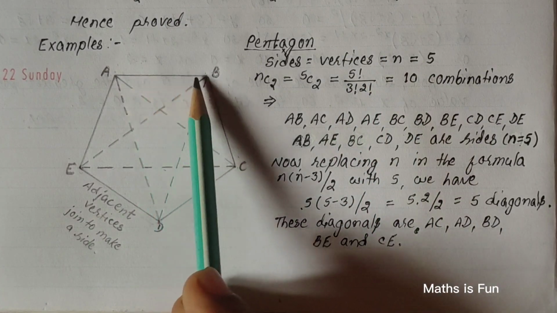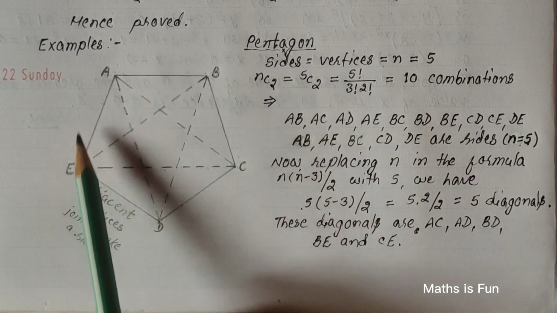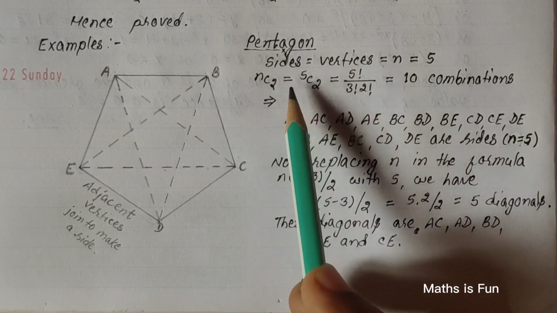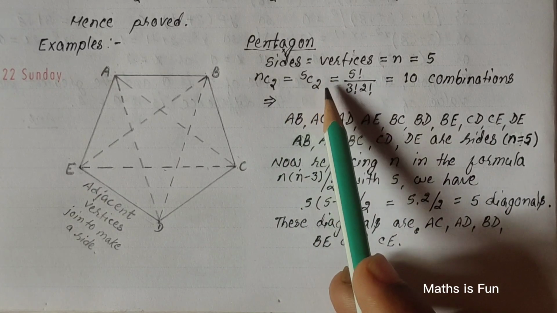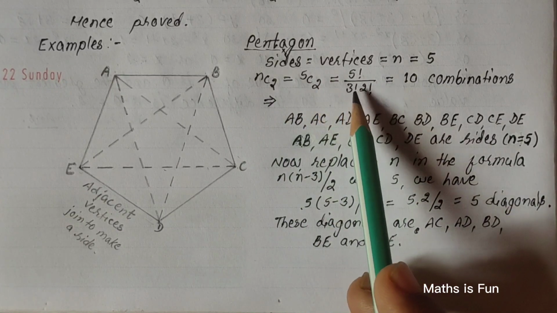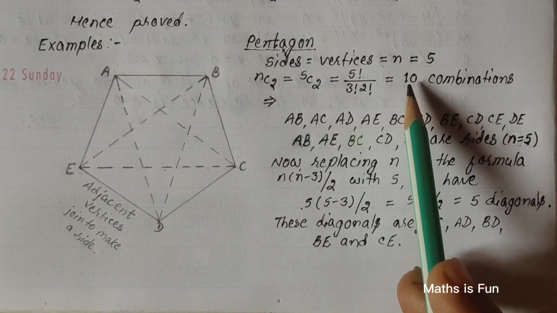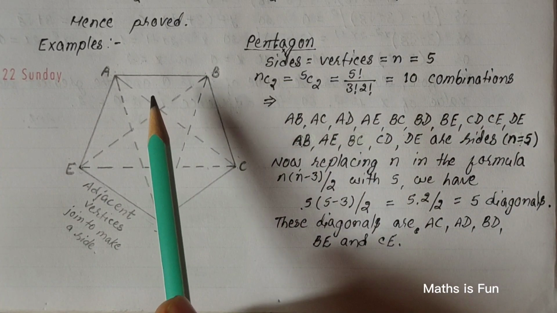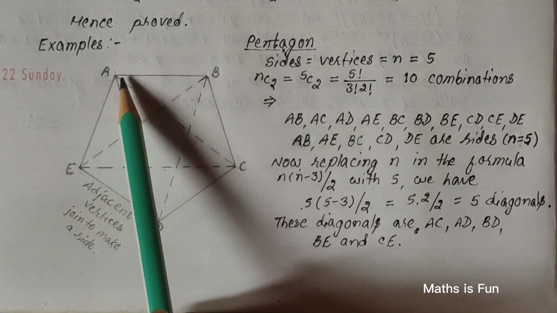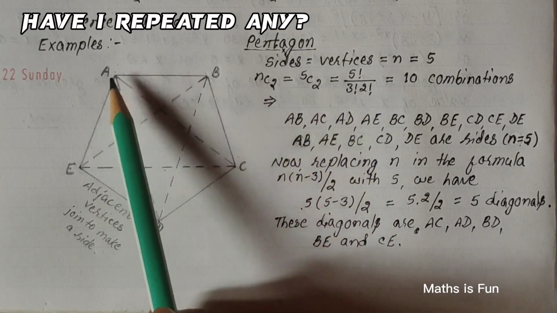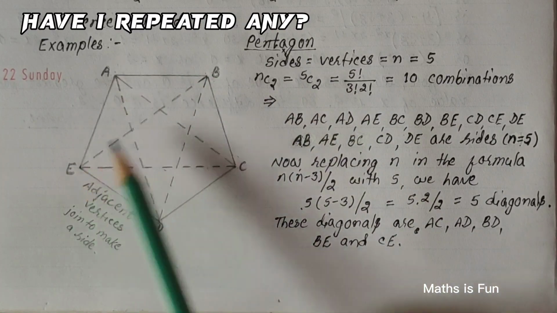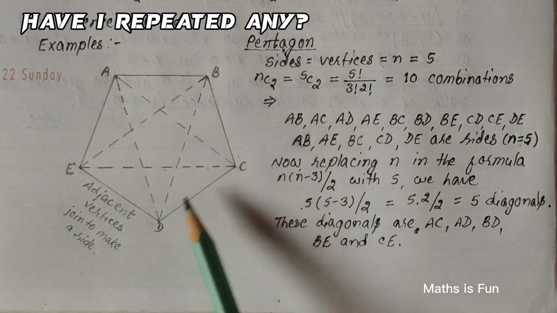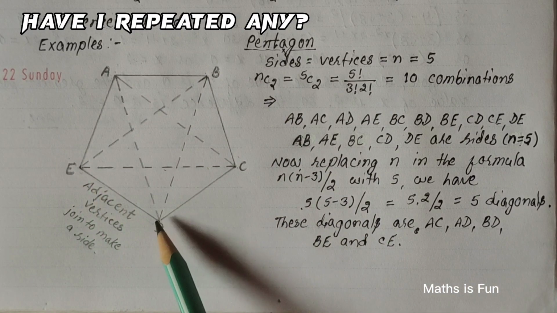If we take pairs of vertices from among the total number of vertices, then the total number of combinations will be given by nC2. In our case it is 5C2. 5C2 is 5 factorial over 3 factorial into 2 factorial, which gives us 10 combinations of the pairs of vertices. These 10 combinations are AB, AC, AD, AE, BC, BD, BE, CD, CE and DE.